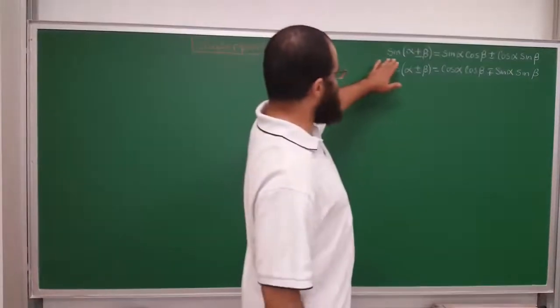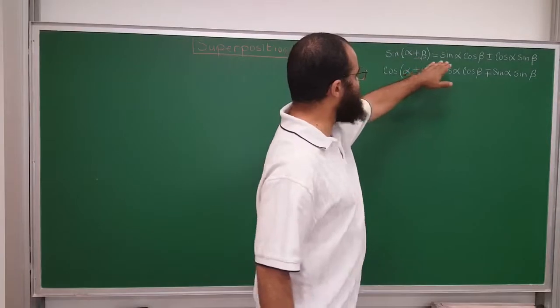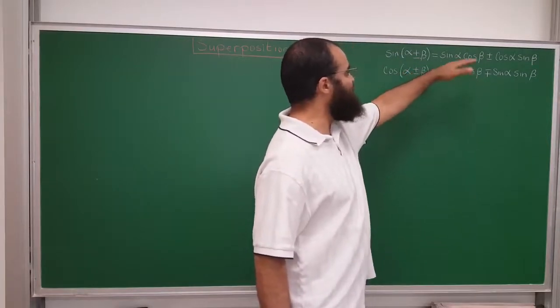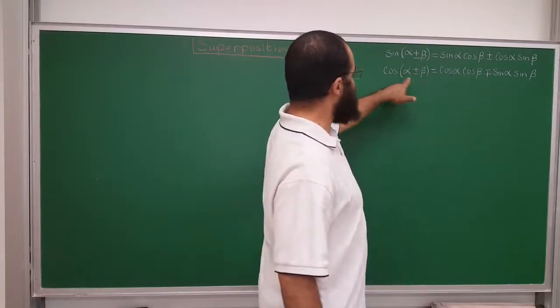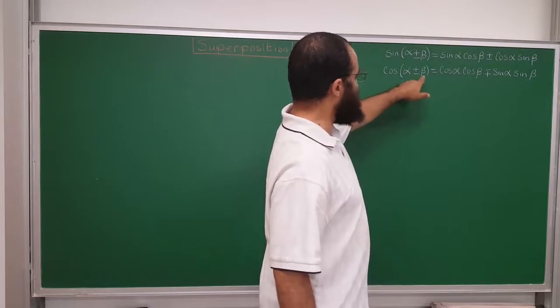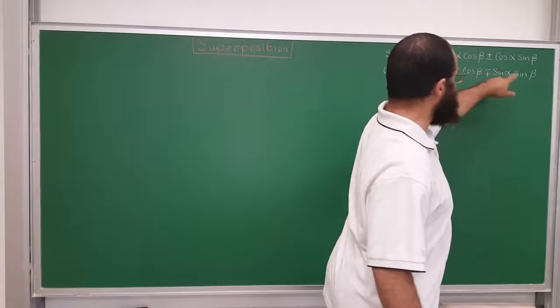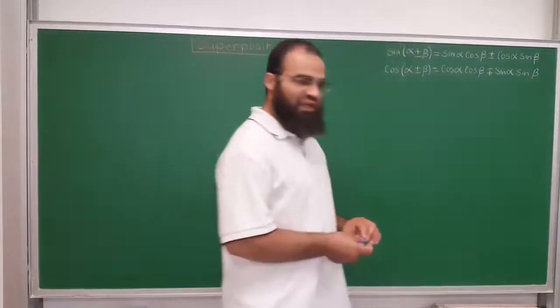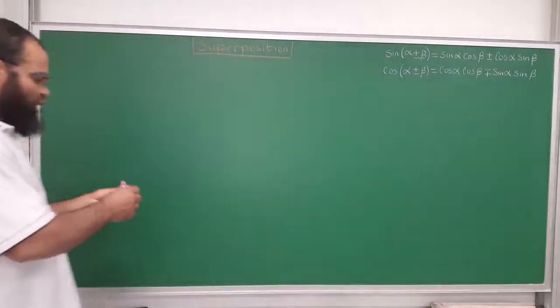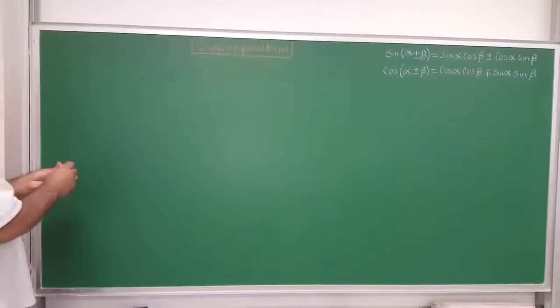I have here the identity: the sine of alpha plus or minus beta equals sine alpha cosine beta plus or minus cosine alpha sine beta. And the cosine of alpha plus or minus beta would be cosine alpha cosine beta minus or plus sine alpha sine beta. Okay, so I would like to show you now.